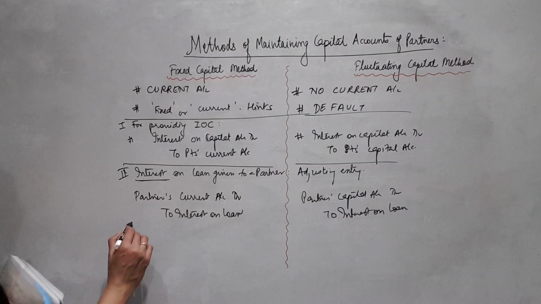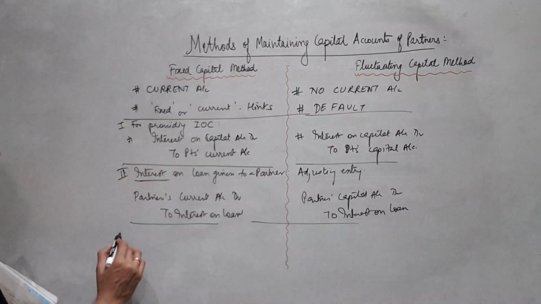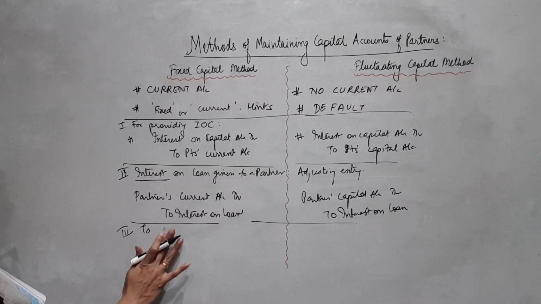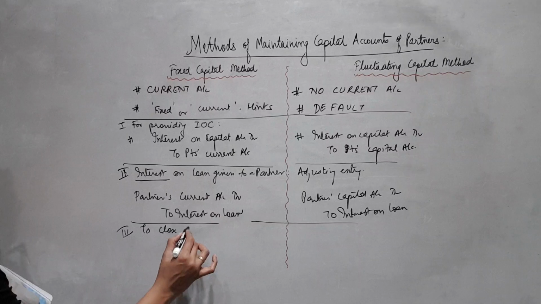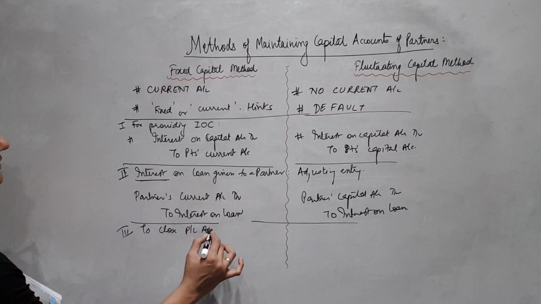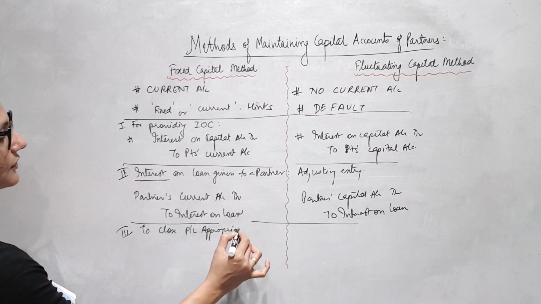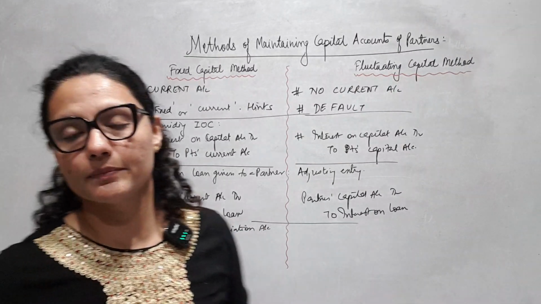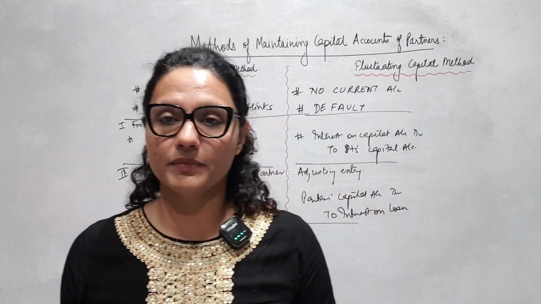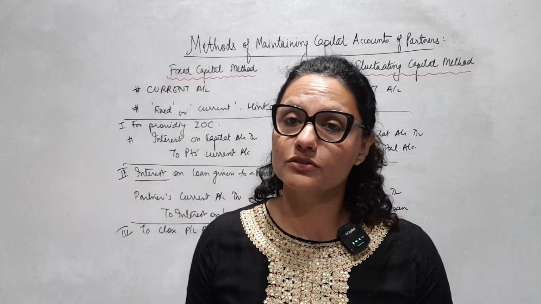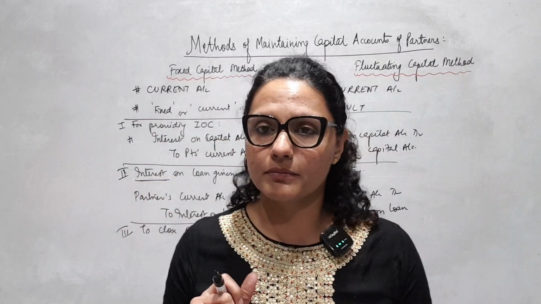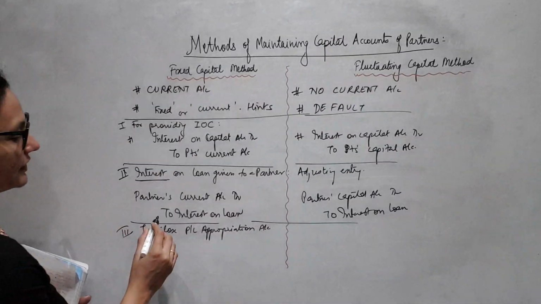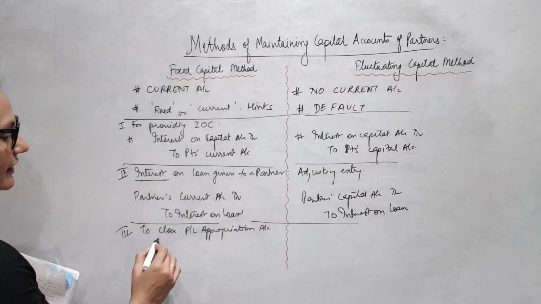Here, one more last entry to say close profit and loss appropriation account. If it is asked like this, how do you close PL appropriation account divisible profit? Meaning what is the entry you pass to distribute the divisible profit among the partners? If it is specifically mentioned fixed capital, of course it is going to the current account.